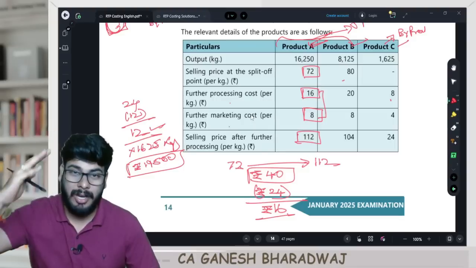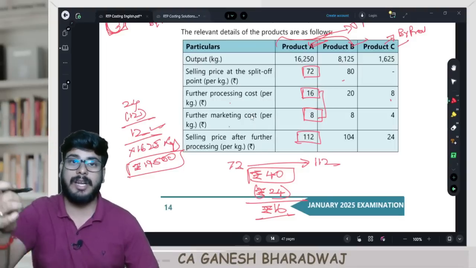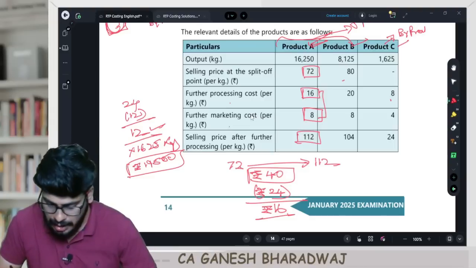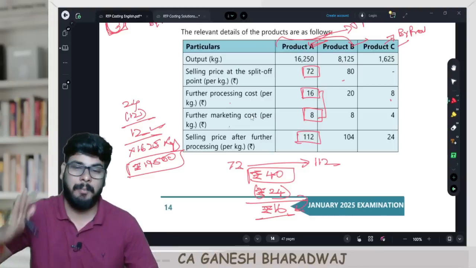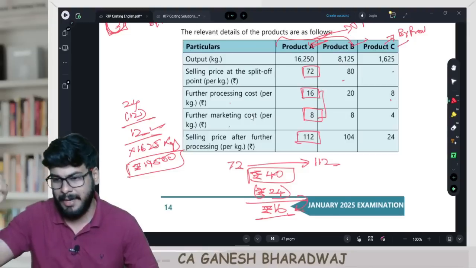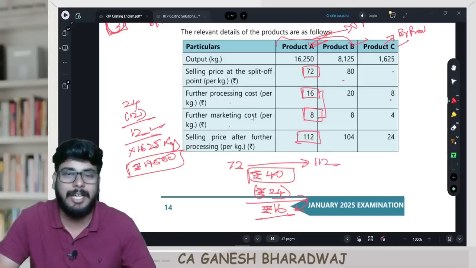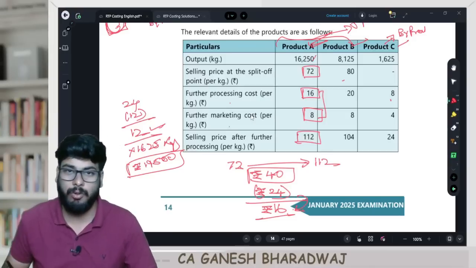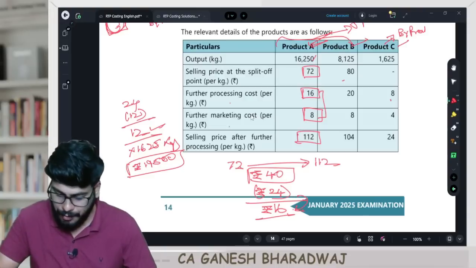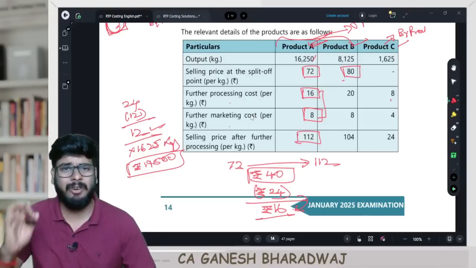Why? Because your incremental revenue is greater than the incremental cost, resulting in your incremental profit. Are you clear with this? In this case, it makes absolute sense. So 16 rupees per unit, I'm going to make a profit, and into 16,250, that's going to be your extra total profit. For product B, if you see, if I sell it right now, I get 80 rupees.